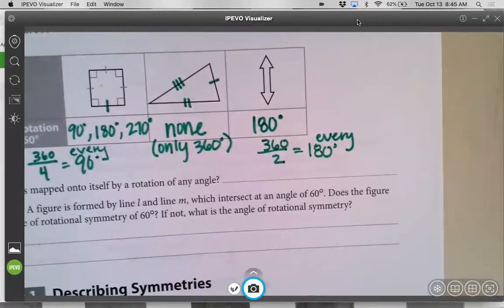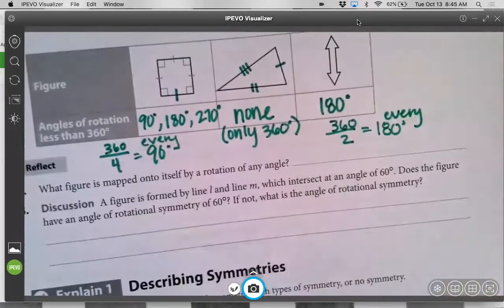All right. If you have a highlighter, I want you to highlight question number 4. Question number 4 is a really good question.